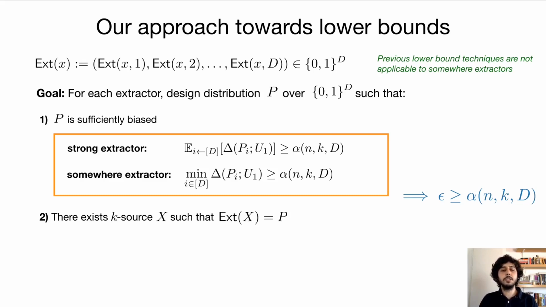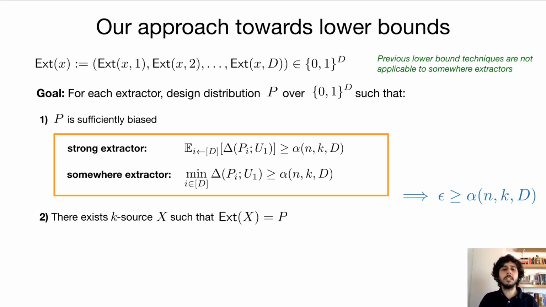Especially if we look at condition 2, the most natural way of ensuring that condition 2 is satisfied is to first design a bad input k-source x and then consider the associated output distribution. But if we do things this way, then it's very hard to make sure that condition 1 is also satisfied with a large enough function alpha.